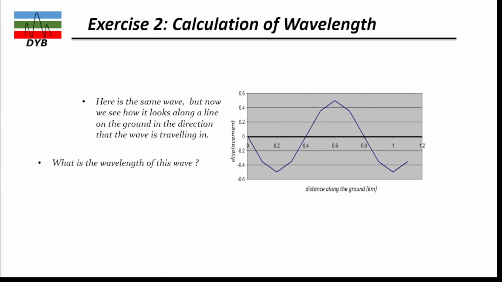So over here, this is exercise 2. Now we calculate the wavelength. So the wavelength is actually from crest to crest or trough to trough. So from here to here. So let's say, what is the wavelength? So it's 0.8. Very simple.